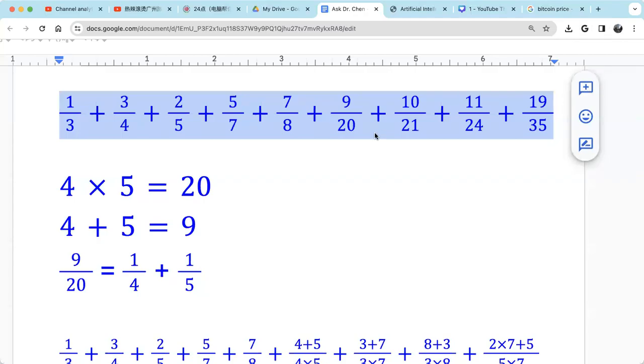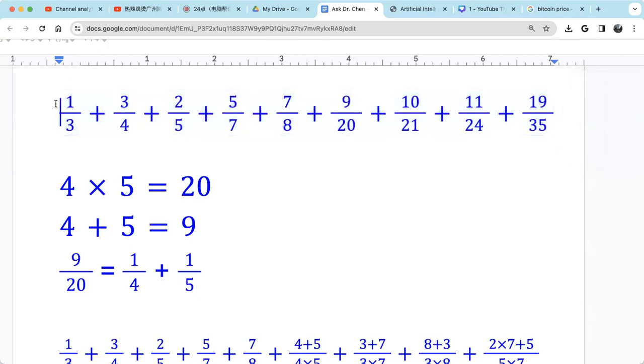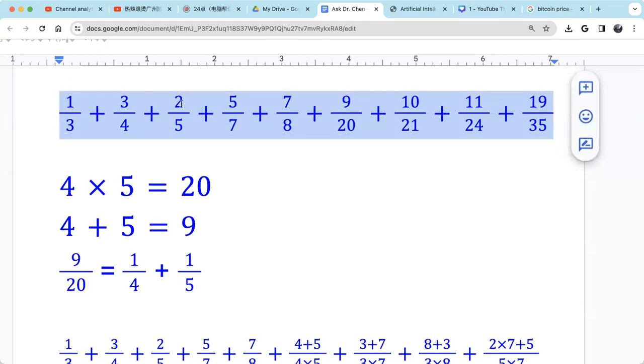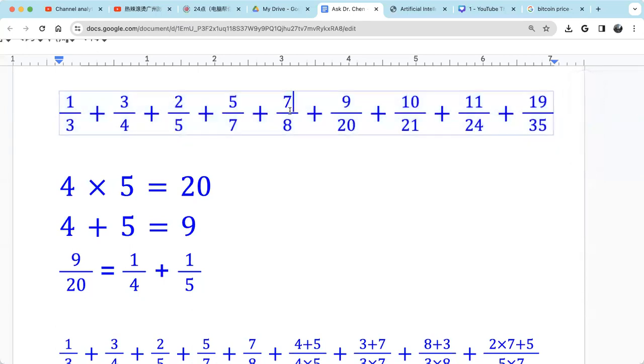So we'll see how to add those fractions. Okay, so we have 1/3, 3/4, 2/5, 7/5, and 7/8. So those ones we cannot do anything yet, right? We have different denominators, different numerators, and we don't want to find the least common denominator and go from there. It's okay to do it, but it's a lot of work. So we want to find a shortcut.